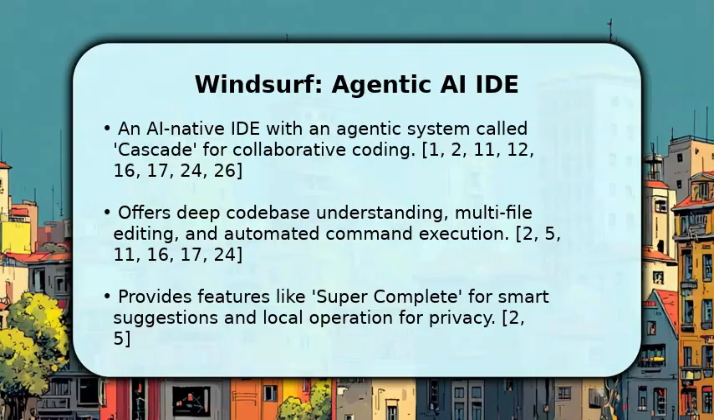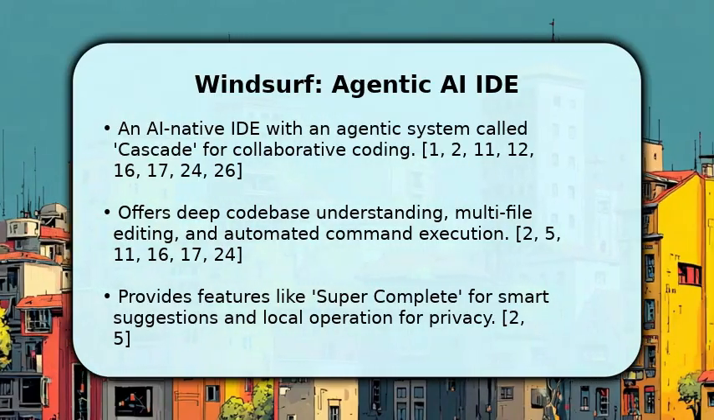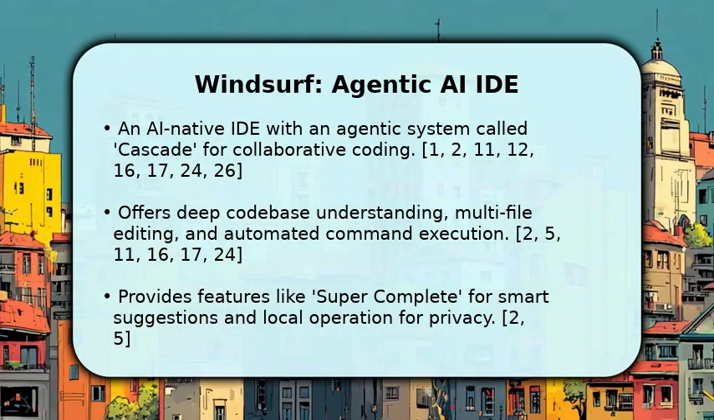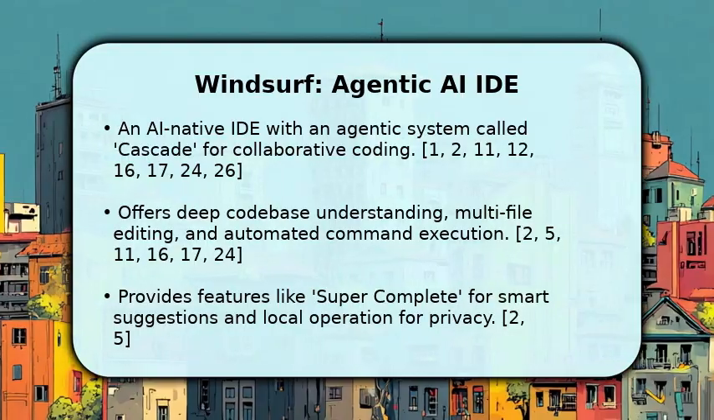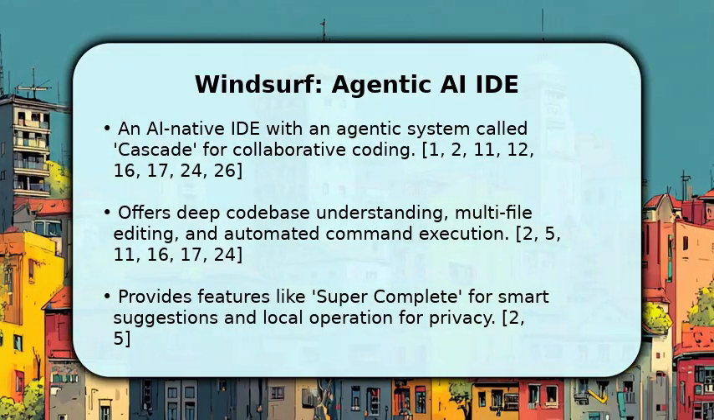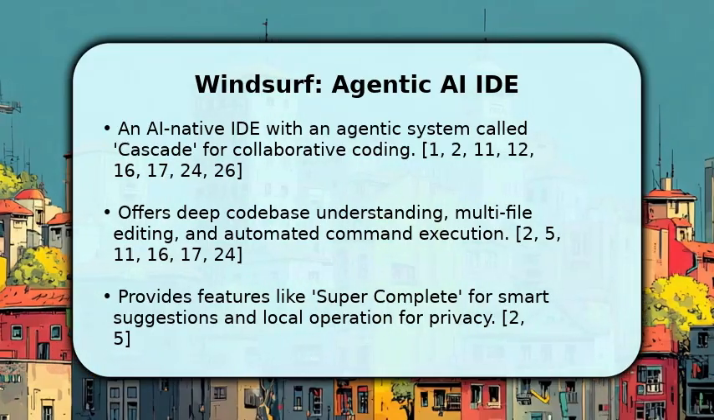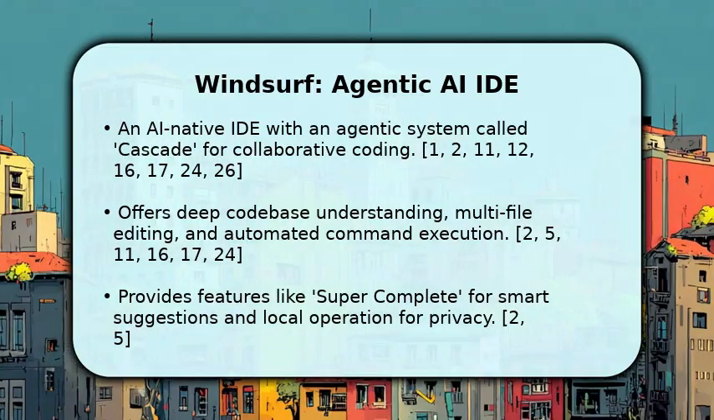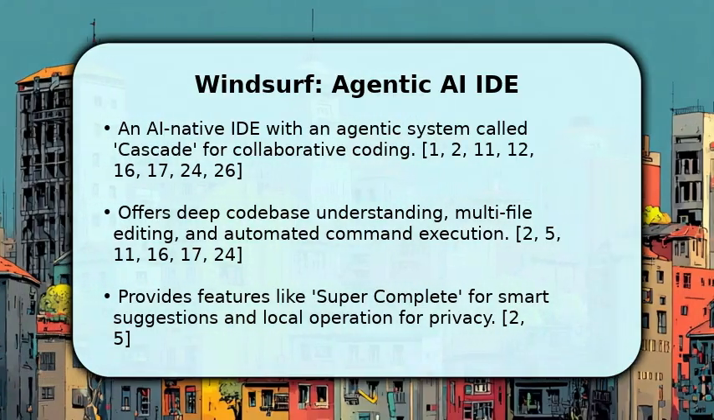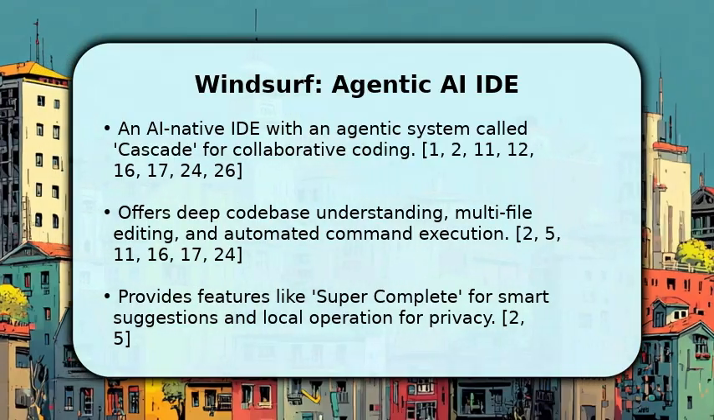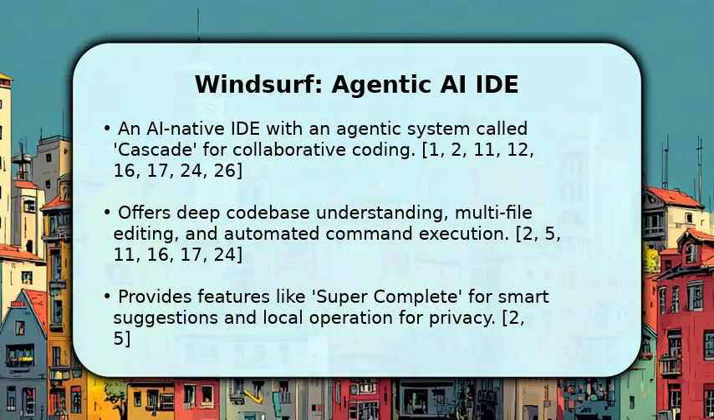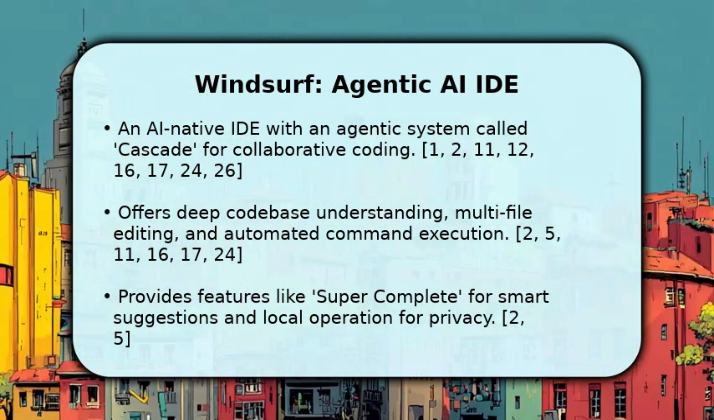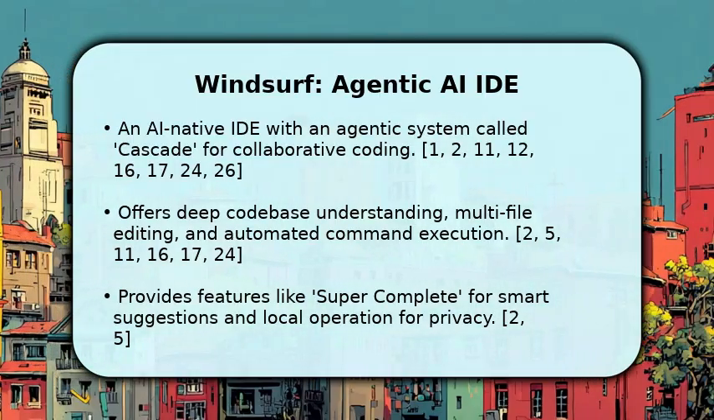Windsurf is an innovative AI-native integrated development environment, or IDE, designed for collaborative coding with artificial intelligence. Its core agentic system, named Cascade, offers deep codebase understanding and can perform multi-step, multi-file edits. Windsurf boasts features like Super Complete for intelligent code suggestions and the ability to automate terminal commands. It also prioritizes privacy with local operation, distinguishing it from some cloud-based AI tools. Users have reported up to a 30% boost in coding efficiency, making it a powerful contender in the AI-powered editor space.